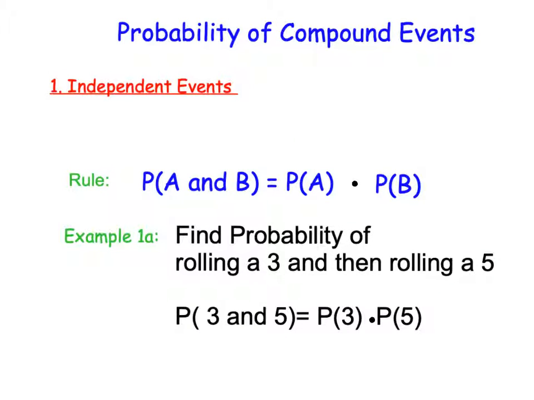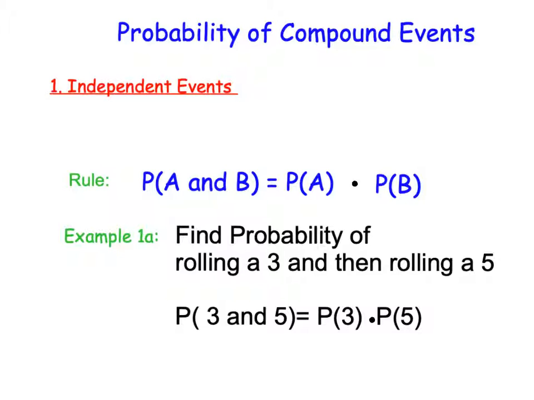Probability of compound events in general means that two things are happening. And what is the probability of perhaps two things coming together? There are two types of compound events when we're talking about probability. The first is independent events. The second is dependent events.